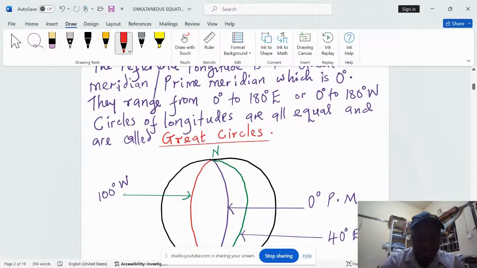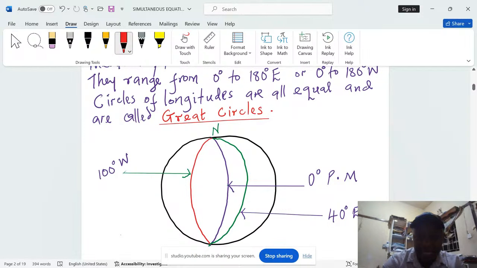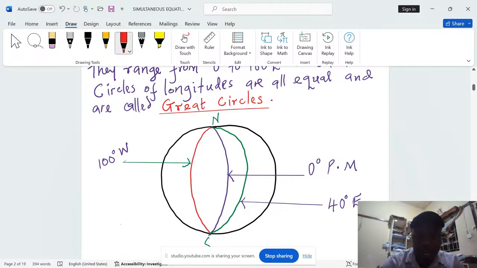All the circles of longitudes are equal because they are all running from the North Pole down to the South Pole. So we say they are equal, and they are called great circles. Therefore, great circles are circles of longitudes which run from the North Pole to the South Pole.